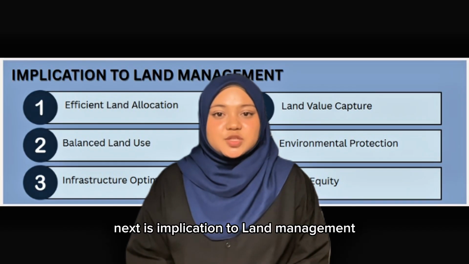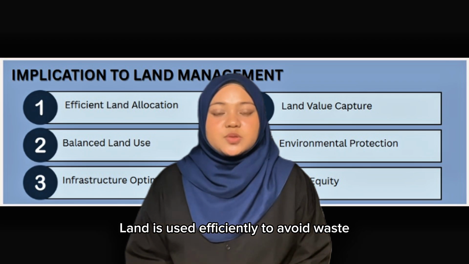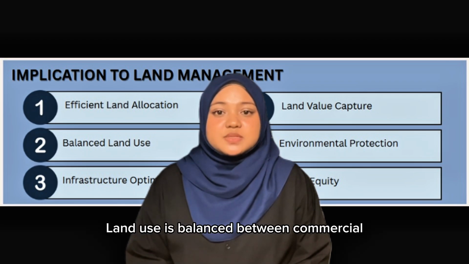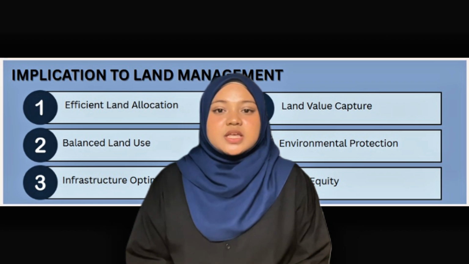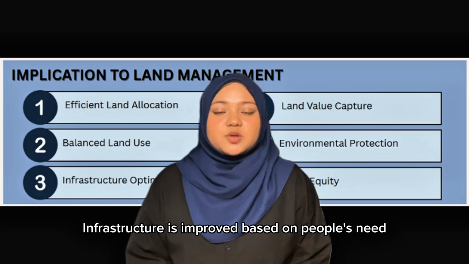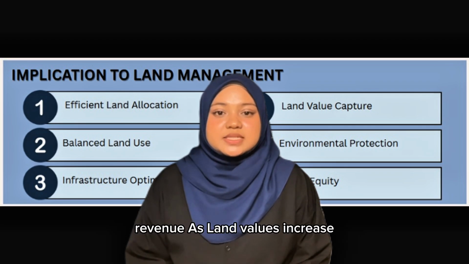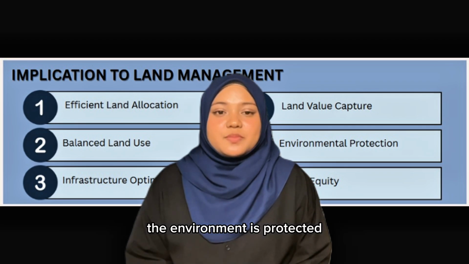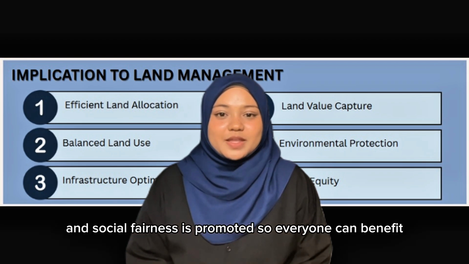Next is implication to land management. For land management, land is used efficiently to avoid waste. Land use is balanced between commercial, industrial, residential, and green areas. Infrastructure is improved based on people's needs. The government can also collect revenue as land values increase. The environment is protected, and social fairness is promoted so everyone can benefit.